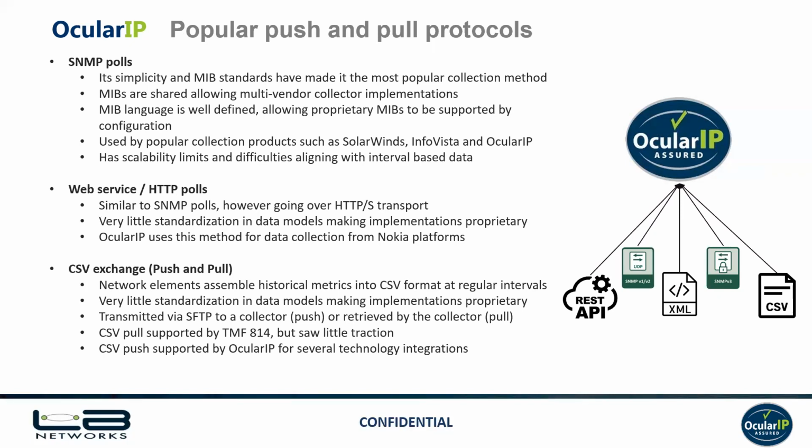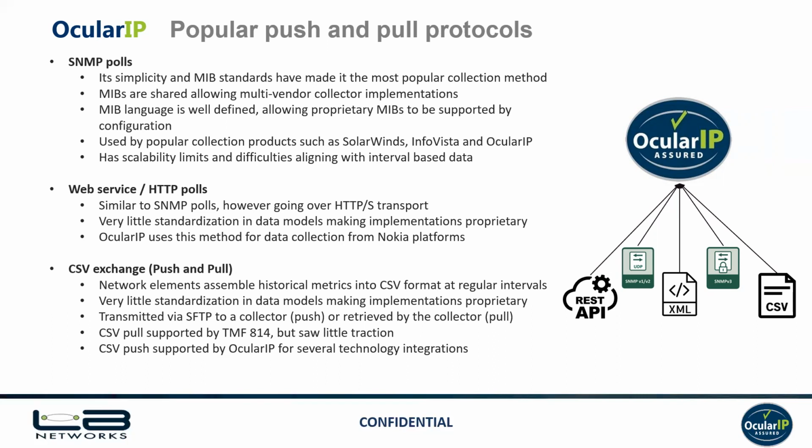Also in the poll category are web service or HTTP polls. This method is very similar to SNMP polls, except that this is going over HTTP or HTTPS transport. The type of data that is retrieved here is typically XML or JSON documents. There's actually very little standardization in the data models, and that makes most implementations proprietary. Ocular IP uses this method for data collection from Nokia platforms.